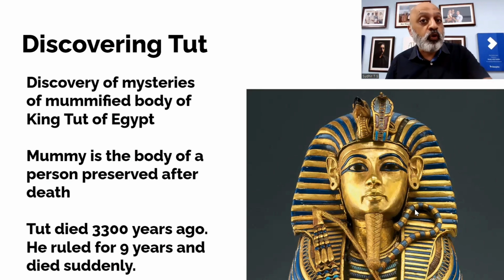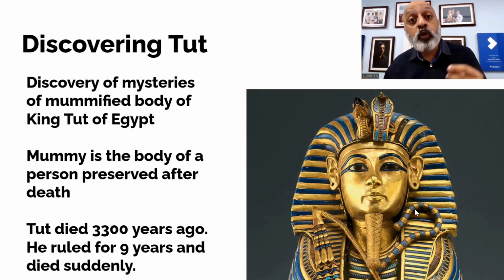Now, this is one of the photographs of King Tut. Okay, now what is a mummy, you may ask? Mummy is not our mummy. Okay, mummy is the body of a person preserved after death. It could be the body of an animal also. And why is a body essentially preserved? Because Egyptians believed in life after death.